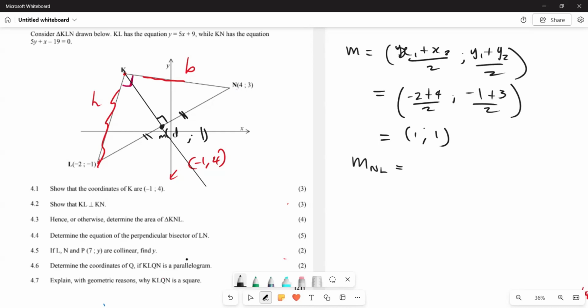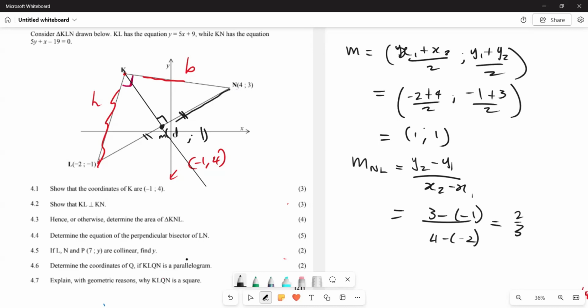So what is the gradient of my NL? This is y2 subtract y1 over x2 subtract x1. So you take 3 subtract -1, divided by 4 subtract -2. From here, this is the same as 2 over 3. The 2 over 3 is the gradient of this particular line, your line LN, right? So now what else can you do?